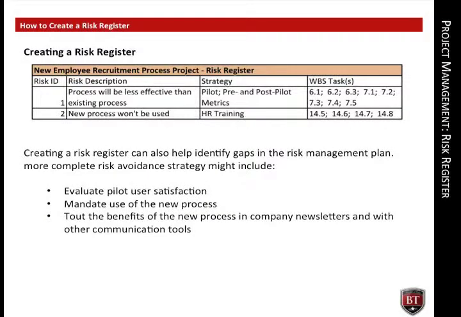Creating a risk register can also help identify gaps in the risk analysis. For risk ID 2, a more complete and effective avoidance strategy might include using the pilot to evaluate how satisfied users are likely to be with the new process. This strategy assumes that satisfaction will correlate strongly with use. Also mandate use of the new process. And in addition, tout the benefits of the new process in company newsletters and with other communication tools.